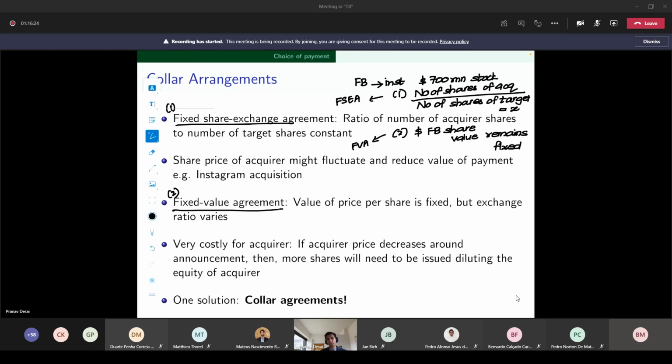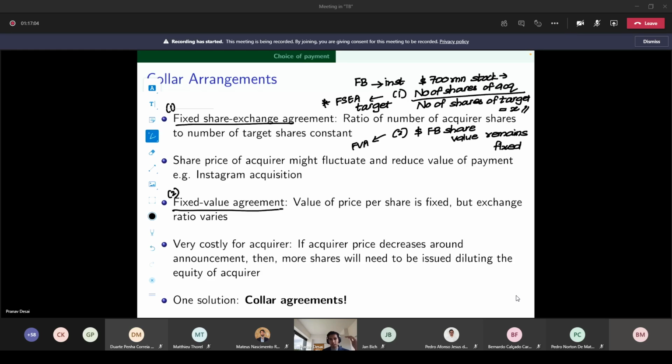Now, what happened in the Facebook Instagram deal was they had a fixed share agreement. That's this one. And while the number of shares were constant, or the exchange ratio was constant, that is this value X, the share price of the acquirer fell, as a result of which this value of 700 million ended up with something much less. So in that sense, the target in this particular case ends up with a very high amount of risk, quite simply because it's not going to receive a fixed dollar amount.